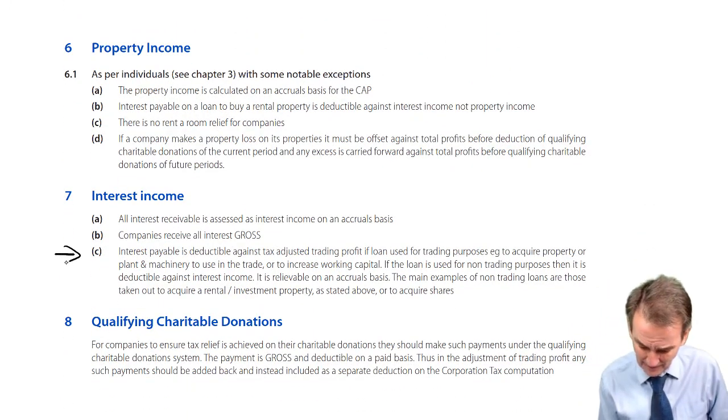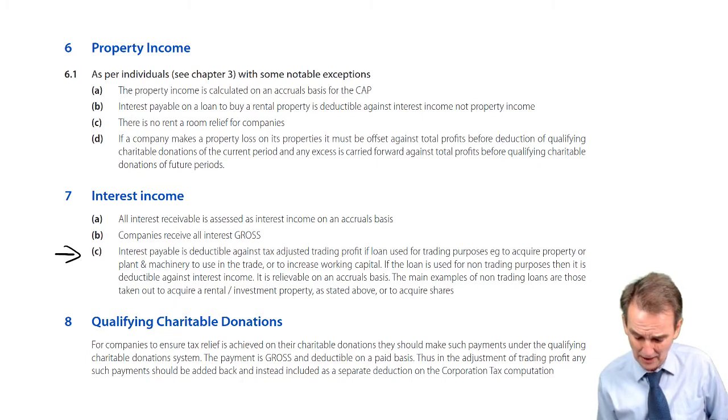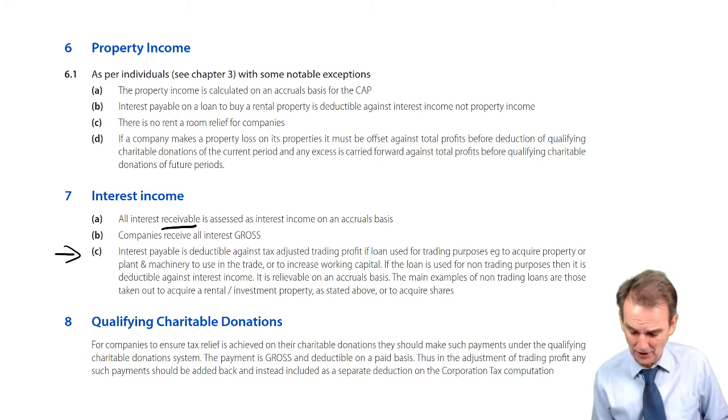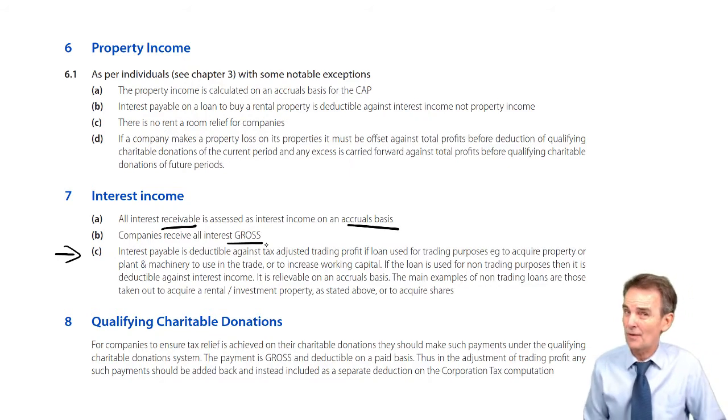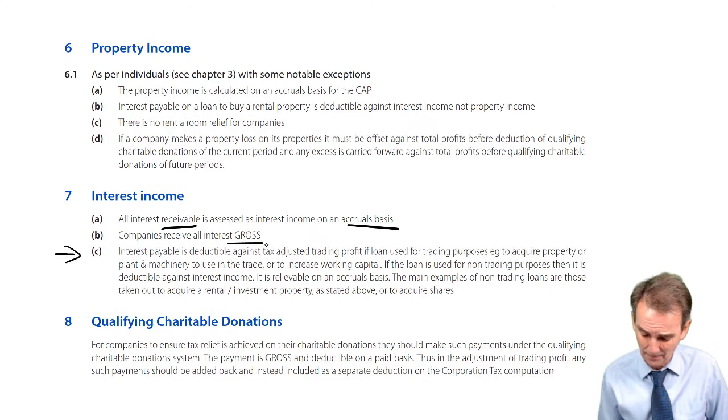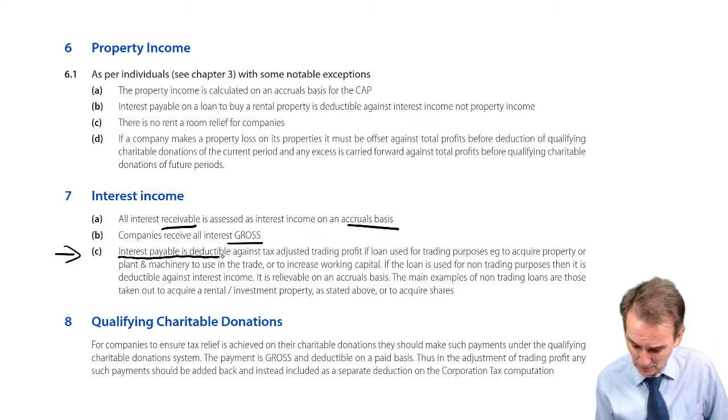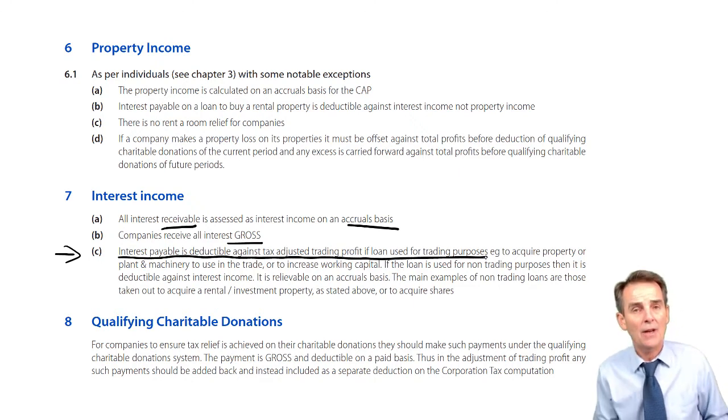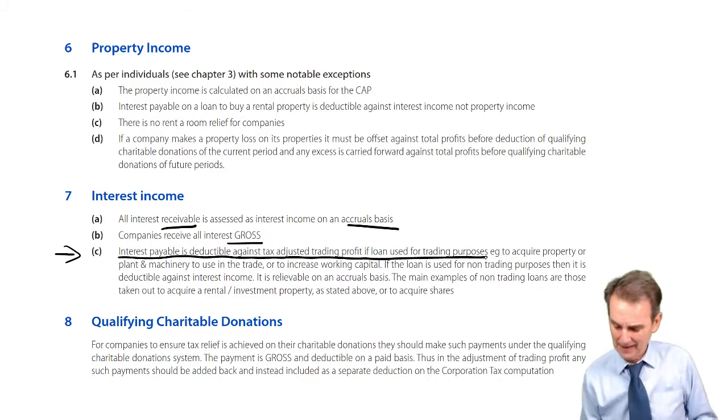straight to that, here in relation to interest income, interest receivable is assessed on an accruals basis. Companies, just like now indeed individuals, receive their interest gross. Interest payable is deducted against tax adjusted trading profit if the loan is used for a trading purpose. That's what we've just been saying.